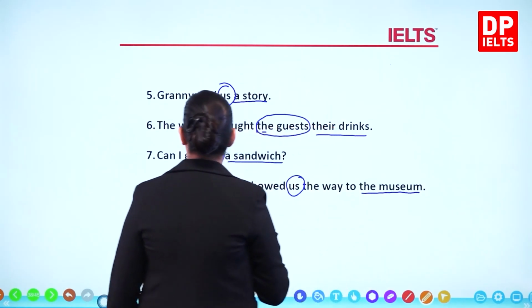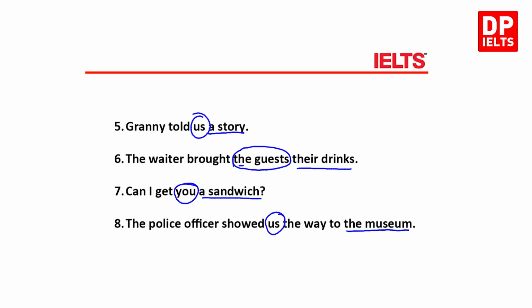Right? Can I get you a sandwich? என்ன கொண்டு வரவான்னு கேக்குறாங்க. Can I get you what? Sandwich, that's direct. யாருக்கு? You, so it's indirect object. The police officer showed us the way to the museum. எங்க போறதுக்கு காட்டினார் வழி? மியூசியமுக்கு, so that's direct object. யாருக்கு காட்டினார்? Us, so that is the indirect object.